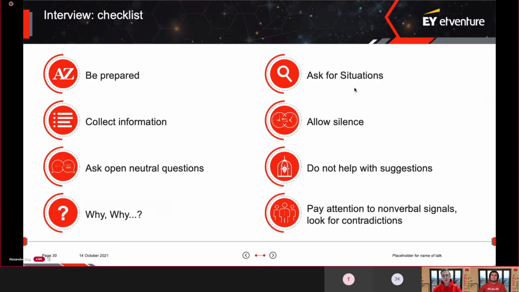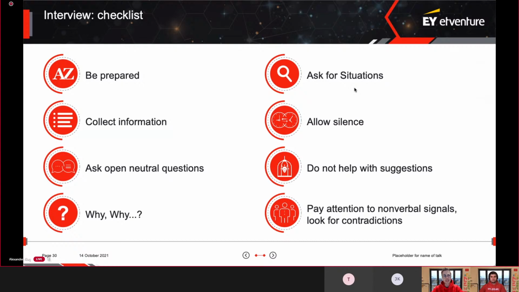If you do those interviews, there are a few things you need to watch out for. First of all, be prepared. We're going to talk about this step in a second a little bit more. Second, collect information. And when we mean collect information, really just collect it. Do not interpret it yet. It's important not to influence it with your opinion, and really just write it down. So the third one goes a little bit hand in hand with this. Ask open and neutral questions.